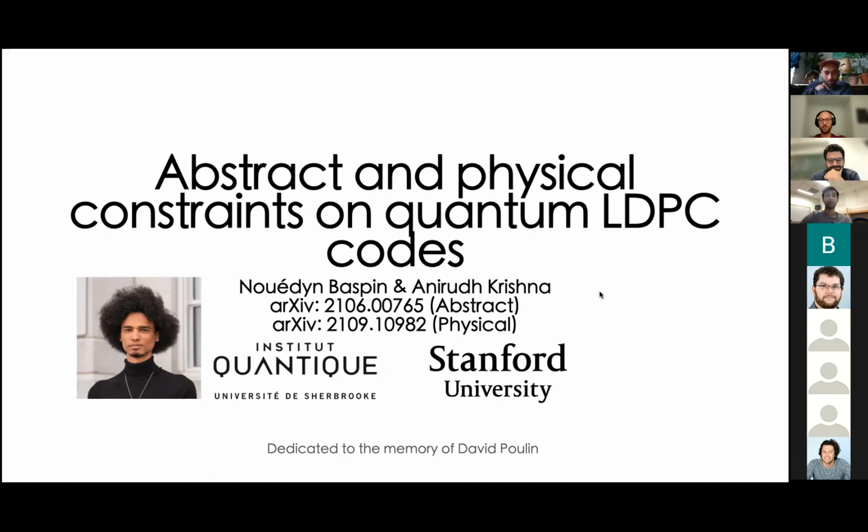My talk is going to be on these two papers whose arXiv IDs I've included here. It's on considerations for implementations of LDPC codes. This work was done together with an amazing master's student who you should keep your eyes out for, Noiden Baspa, who is now going to Sydney to start his PhD with Stephen Bartlett.